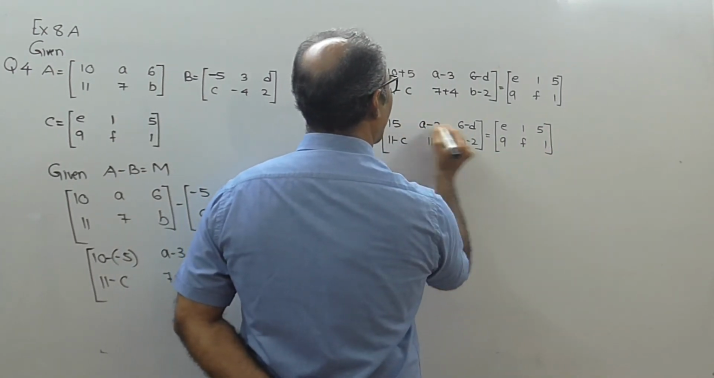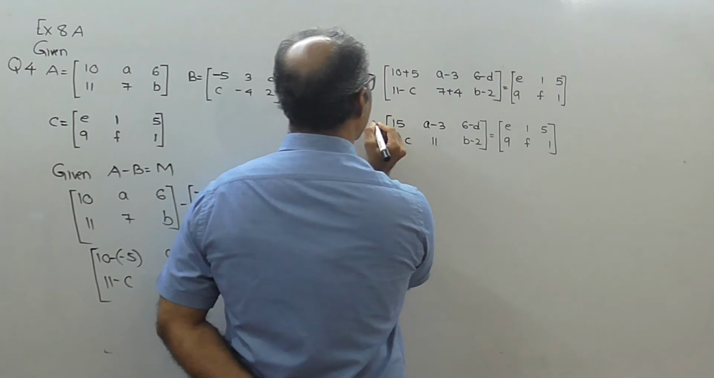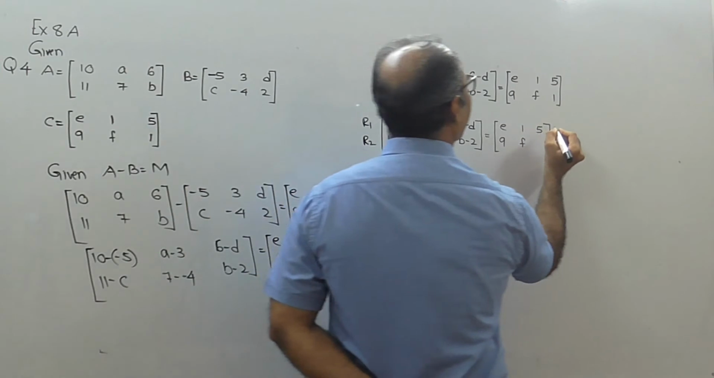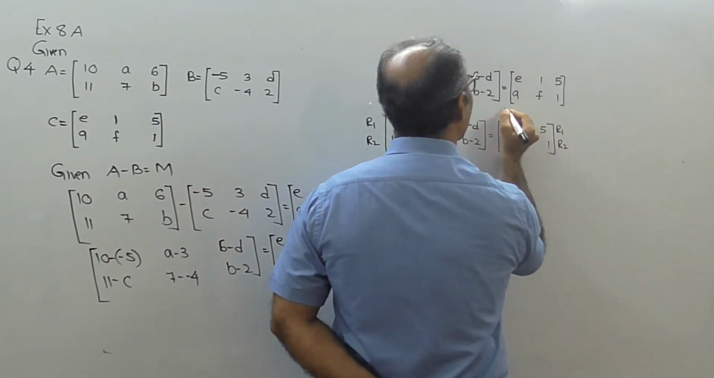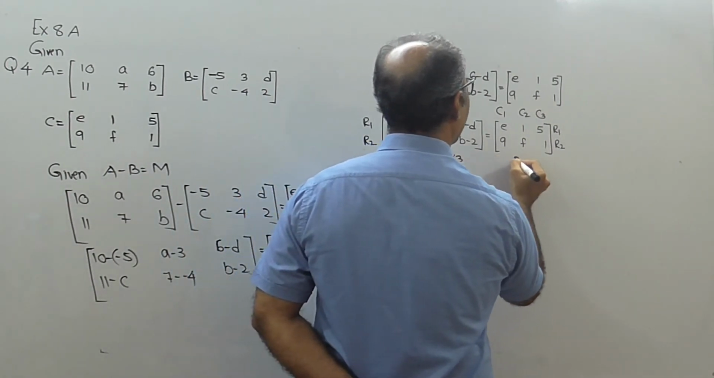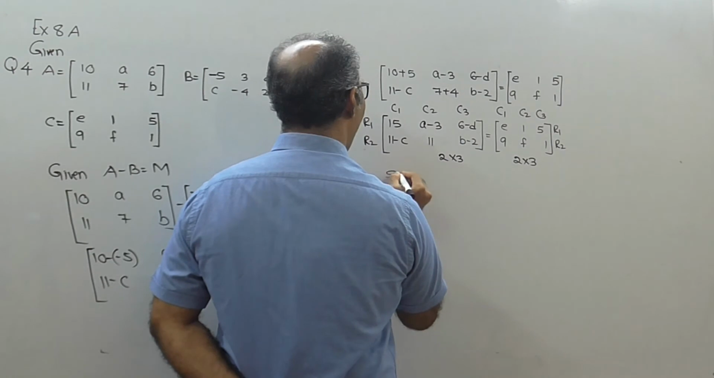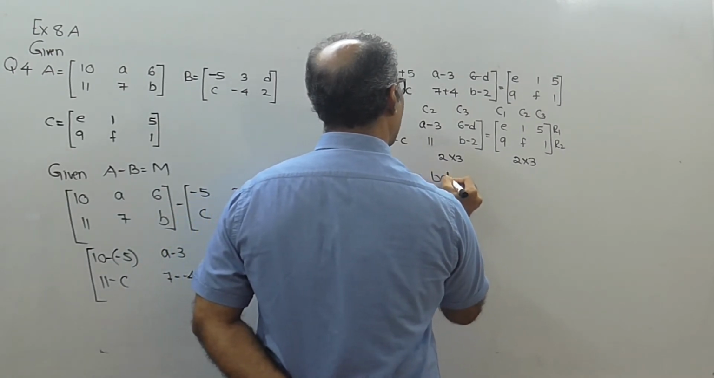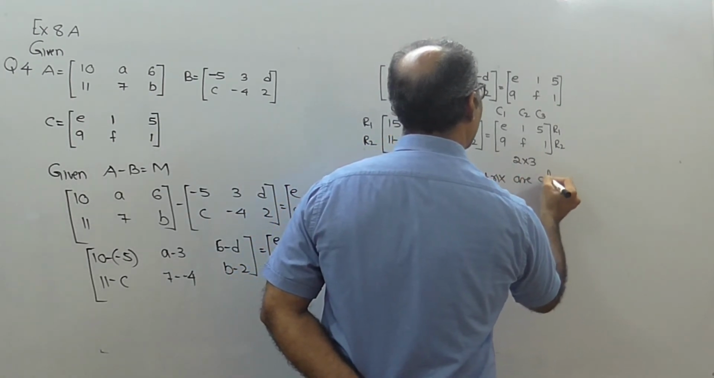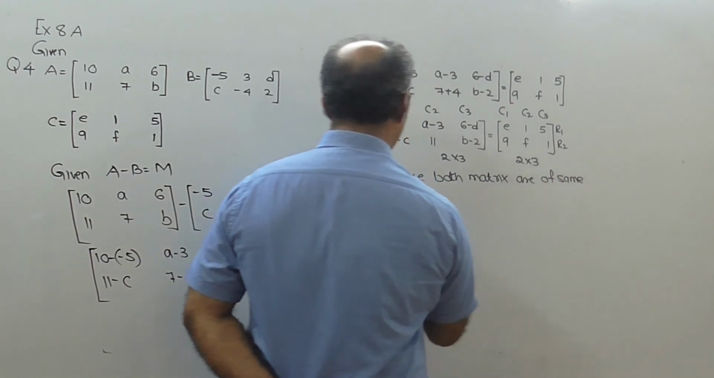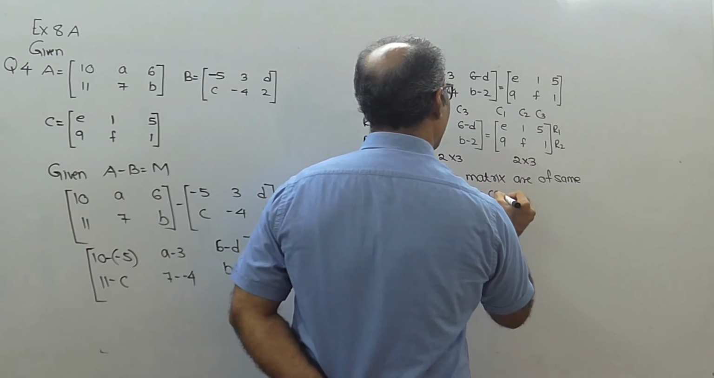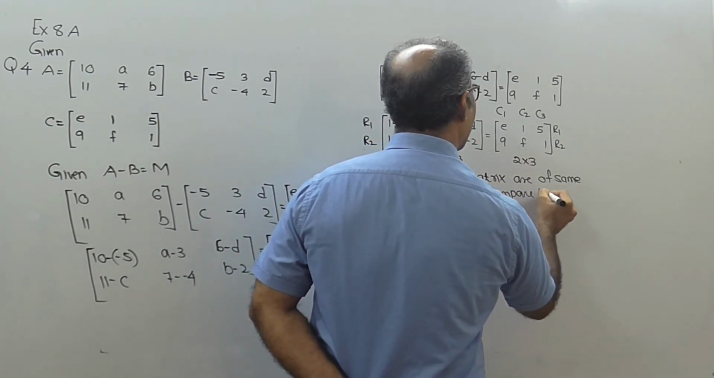Now this is a matrix of the order, these are two rows, this is row 1, this is row 2, column 1, column 2, column 3, same way, row 1, row 2, column 1, column 2, column 3. This is a matrix of the order 2 by 3. This is also a matrix of the order 2 by 3. Since both matrices are of the same order, we can compare both sides.